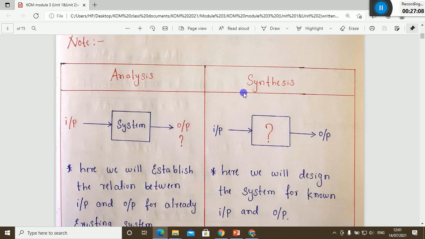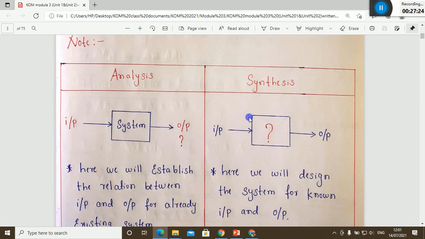And for synthesis, input is known, and the possible outputs are also known. That is, the requirement is also known. Based on these things, you need to design the length of the kinematic link, the velocity of kinematic link, all those things.